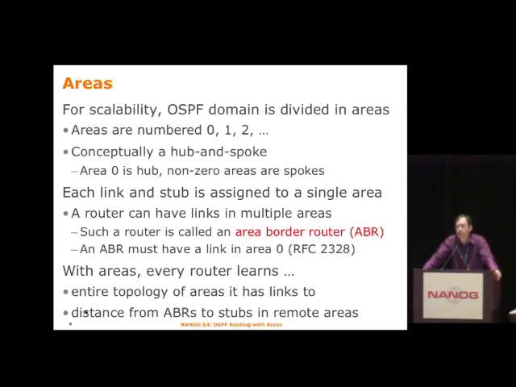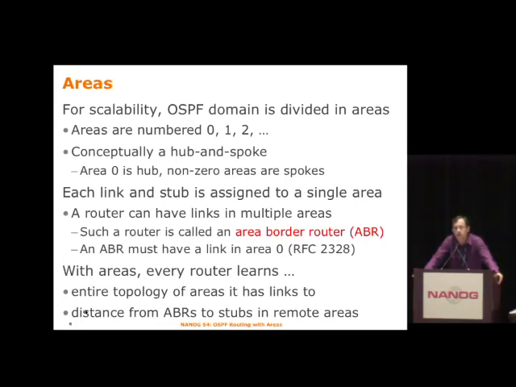An area is really just links. Links and stubs are in areas. Routers can end up being in more than one area if they have links that are in more than one area, but the links are what are in areas. If a router has links in multiple areas, it's an area border router. And at least if you start with just the base OSPF version 2, an area border router must have links in area 0.